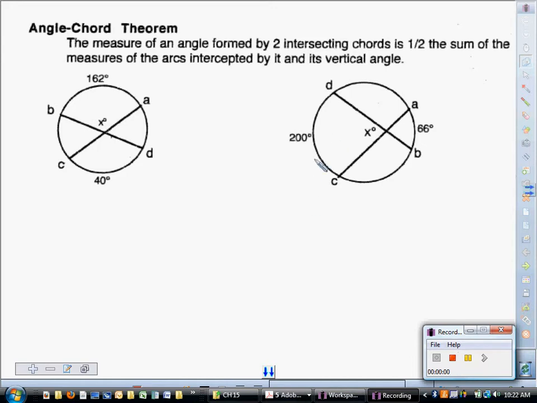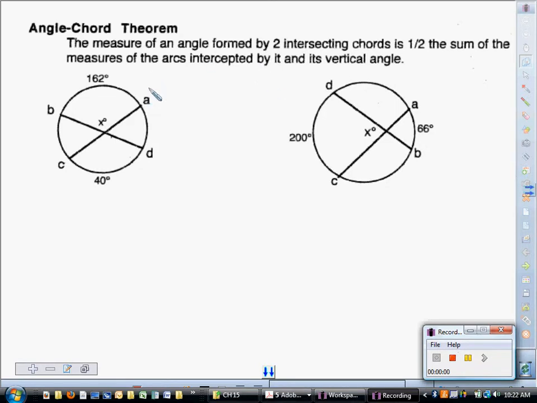Alright, what we got today is more circle information, and there's a bunch of fancy names for these theorems that we're doing. I honestly couldn't care less that you remember the names of these theorems, because we're not going to do any proofs where we need to justify what we're doing. I'm just concerned with, do you know what to do in these situations?